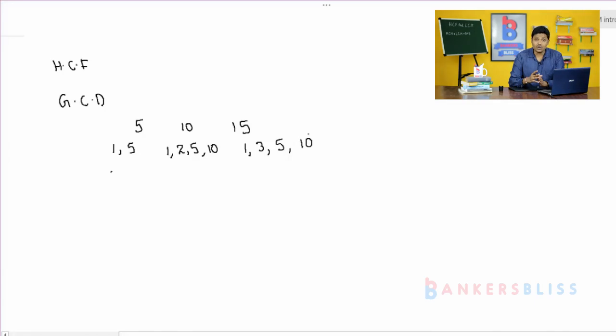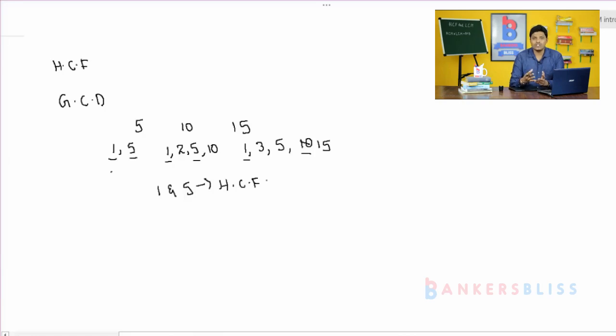Now I have to identify the common factors for these three numbers. The common factors for these three numbers are 1 and 5, not 2 and 3. It's not 10, it's 15 here. So, 1 and 5 are the common factors. Among the common factors, which is the highest one? Among the common factors 1 and 5, 5 is the highest and it is the HCF or GCD, highest common factor.